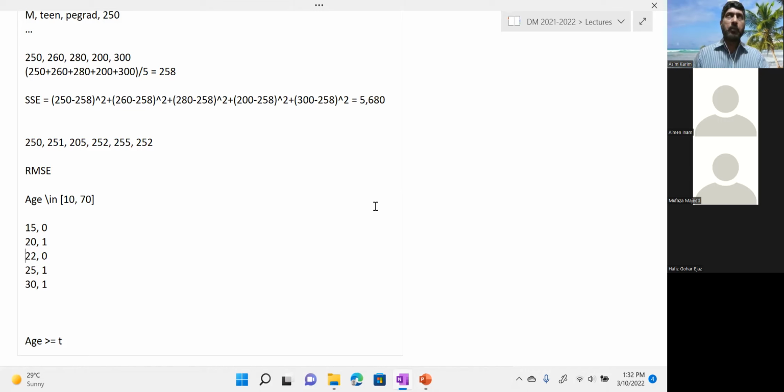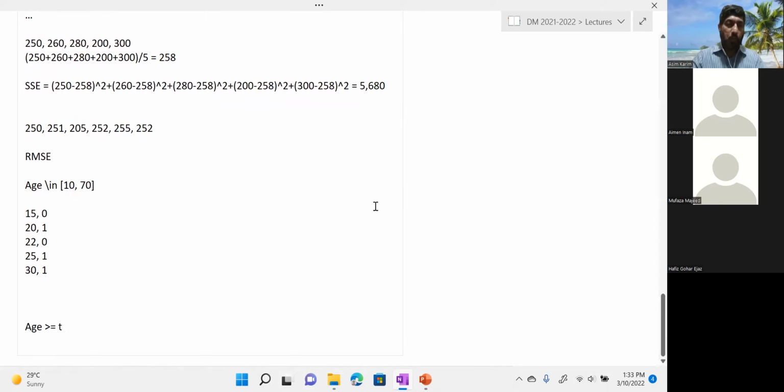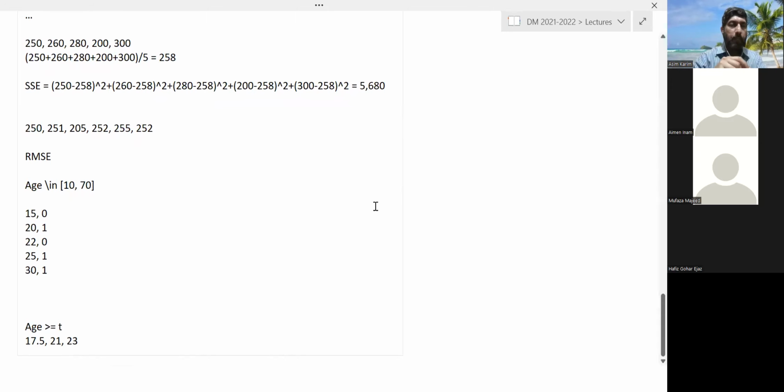Then there's another change between 22 and 25, and you can maybe choose a value between these two. After that, of course, there are no changes. So the possible options are, for example, 17.5, 21, and maybe 23. You will split the data using each of these options and compute the information gain.